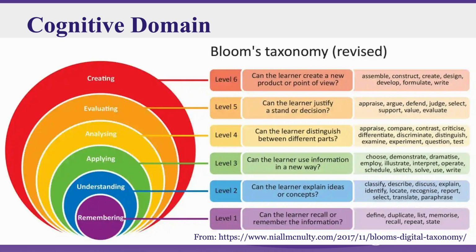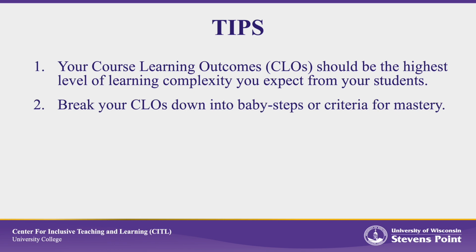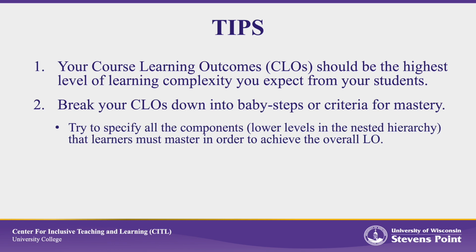of new knowledge is associated with a number of specific, measurable actions that might be indicated in a learning outcome. When writing a learning outcome, you should specify the highest level of learning complexity expected as your course learning outcome. You can then break your course learning outcomes down into baby steps or criteria for mastery. Be sure to specify all of the less complex forms of learning that students must master and put together in order to achieve the course learning outcome.